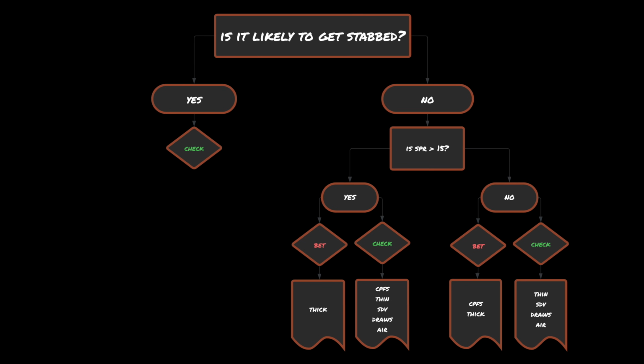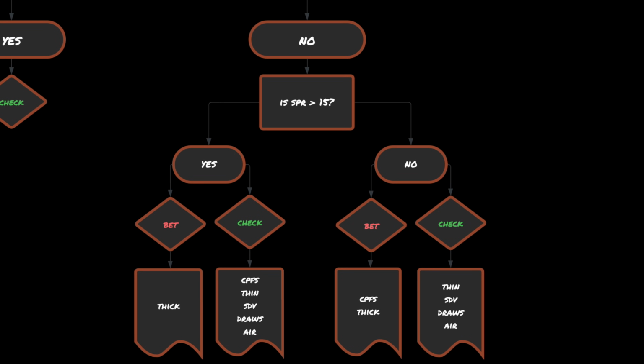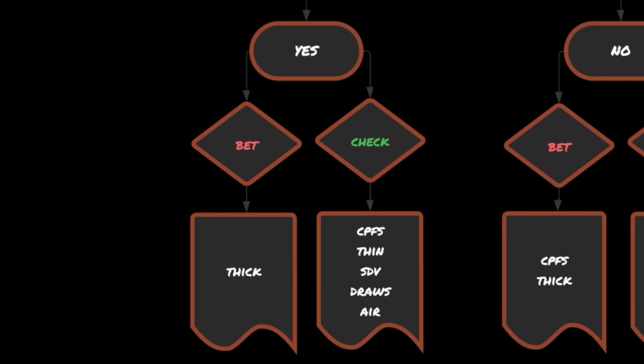Is it likely to get stabbed? I would say this board is more static and dry, so it's less likely to get stabbed. We're gonna ask here, just for shits and giggles, is the SPR greater than 15? Well, yes, we started this hand 200 big blinds effective, so we would check with pretty much everything in our range except our thin value. We have a draw here, so we would be checking.